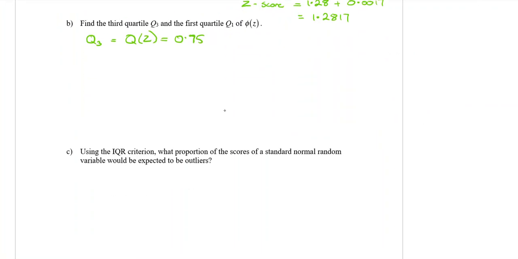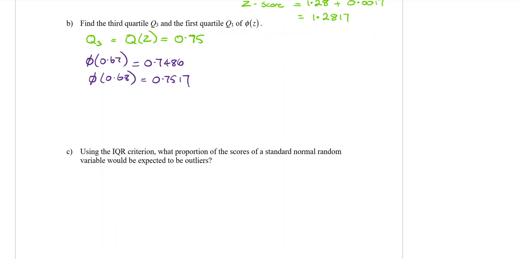All right, I'll write them down first because then I don't have to flip the pages. So phi of 0.67 was 0.7486. 0.68 takes us to 0.7517.